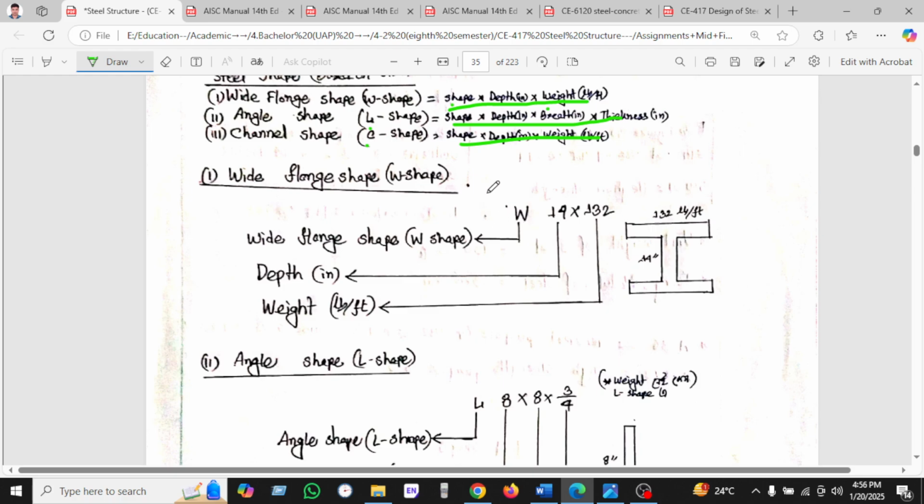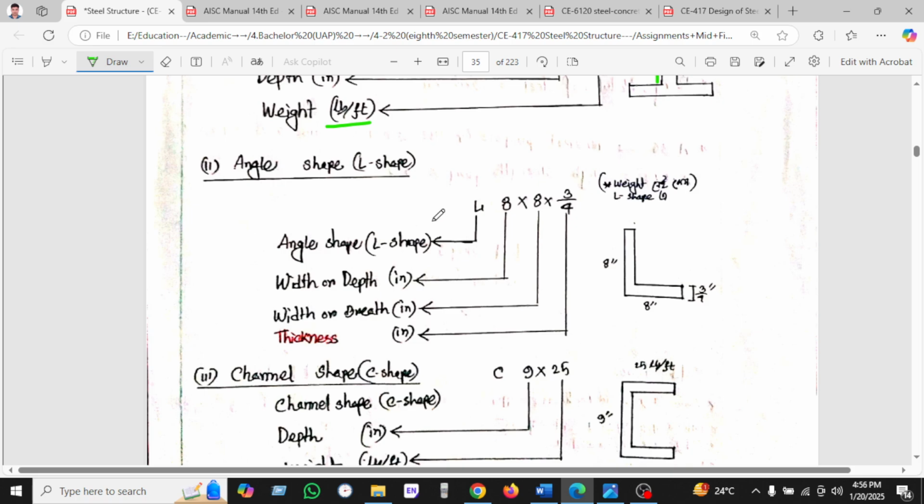So if we know W 14 x 132, what does it mean? W is the wide flange shape, and 14 is nothing but the depth. This is the depth of the wide flange, and 132 is nothing but the weight per feet. This is the main basic of these terms.